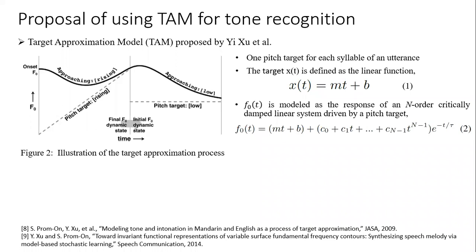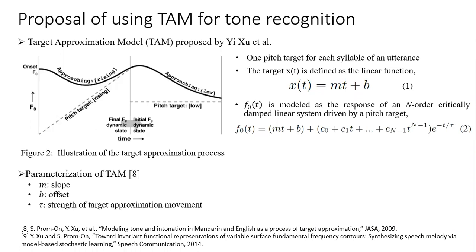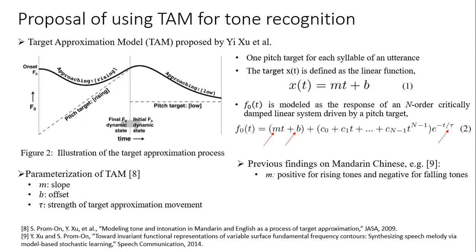Tone model is controlled by 3 parameters: the slope, the offset, and the tau, which controls the strength of target approximation movement. Previous study has found that, for example, the slope has positive and negative values for rising and falling tones respectively. Tau is relatively greater for neutral tones than other tones.